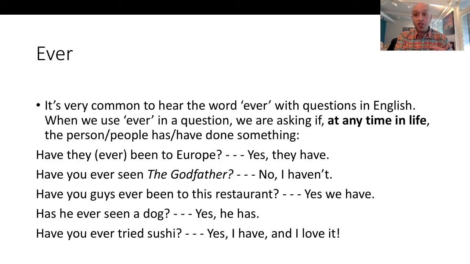Have you ever been to Europe? Até esse momento na sua vida, você já foi em algum momento. Estou simplesmente perguntando, have you ever been to Europe? Ever in your life? Have you ever seen The Godfather? Pode ser ontem à noite ou há 30 anos.